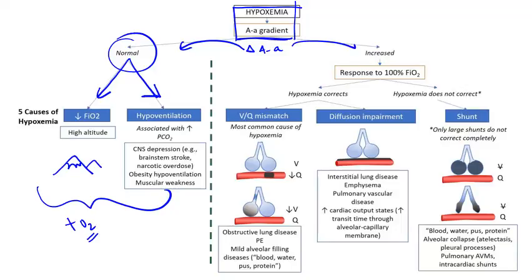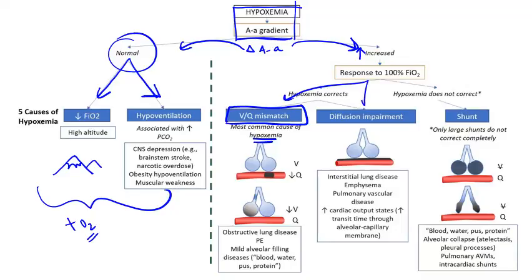On the other hand, hypoxemia with an increased AA gradient most commonly means that there's a VQ mismatch. This is the most common reason of hypoxemia. This means that there's either a reduction in perfusion or a reduction in ventilation, and commonly this aligns well with obstructive lung disease, pulmonary embolism, or some fluid that's obstructing the alveoli, blocking gas diffusion, like blood, water, pus, or protein. This can often be corrected with oxygen.